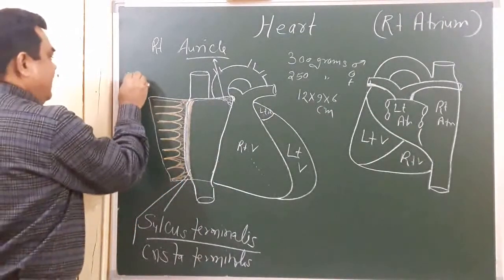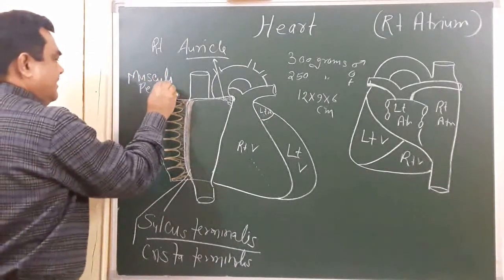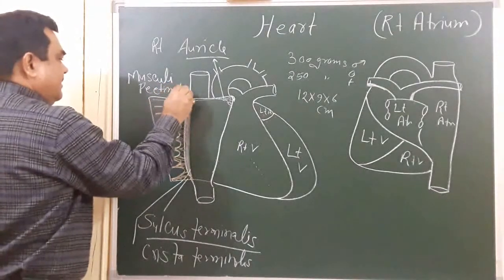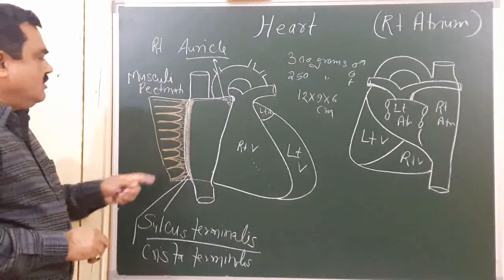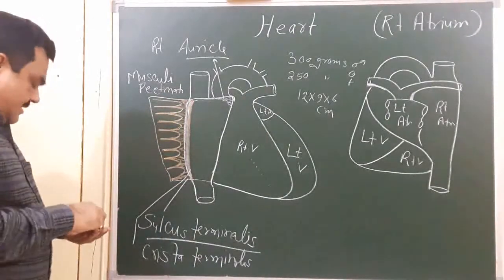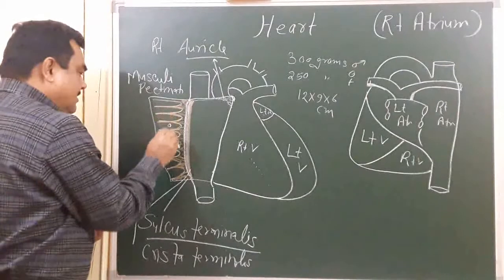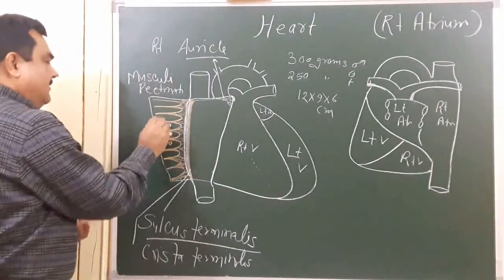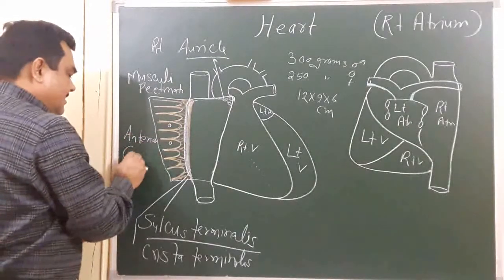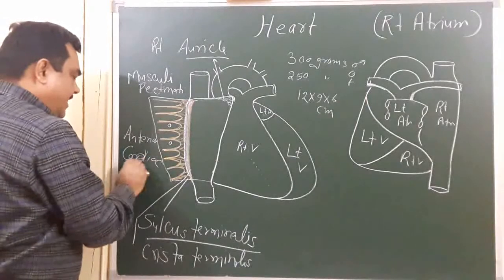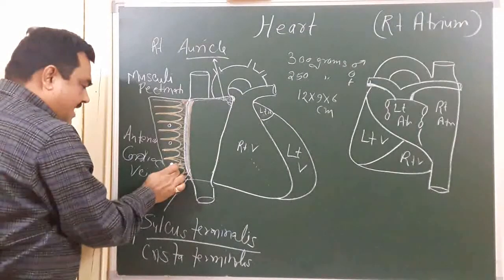Pecten means comb. It looks like a comb, so it is known as musculi pectinati. Here are openings of the anterior cardiac vein. There are 2 or 3 openings of the anterior cardiac vein, and sometimes here is another opening, of the marginal vein.